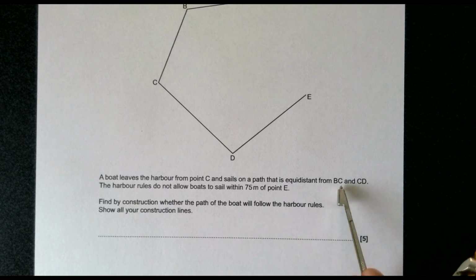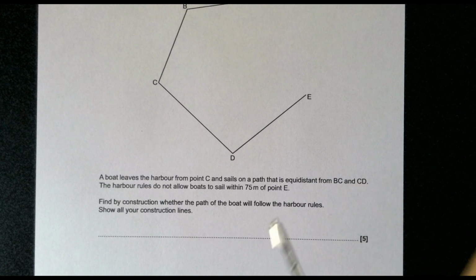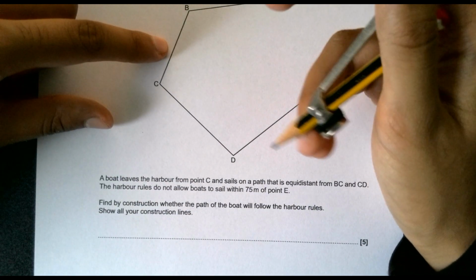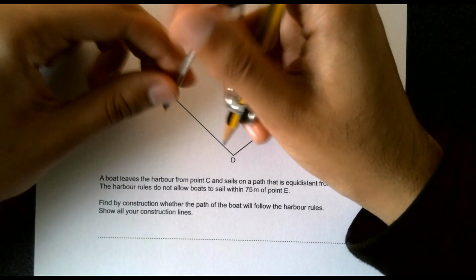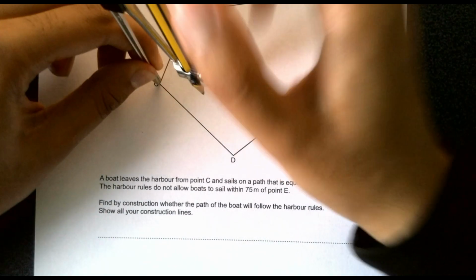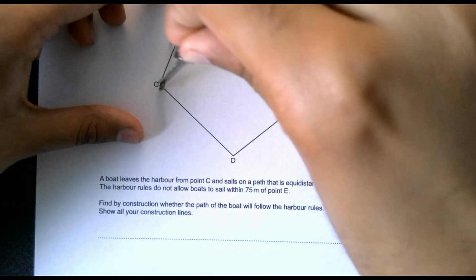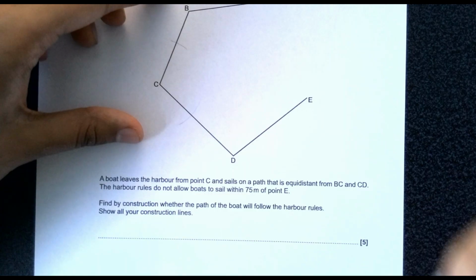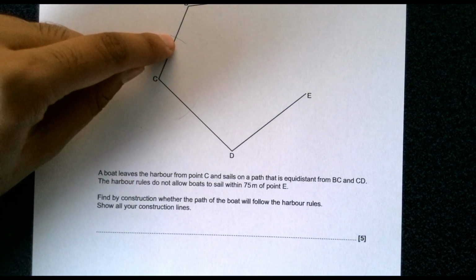Well, first of all, you see here that we've got something which is equidistant from BC and CD. So what we can do is draw a perpendicular bisector. So put the pointy bit of your compass on point C, and if we intersect the lines BC and CD like so, we've got an intersection here and an intersection here.